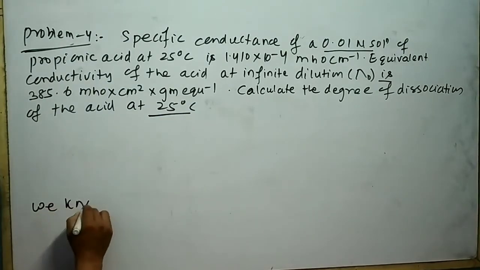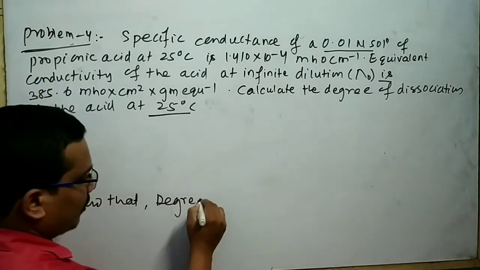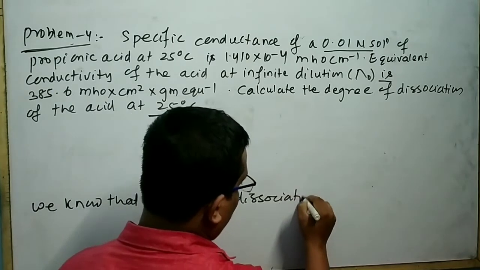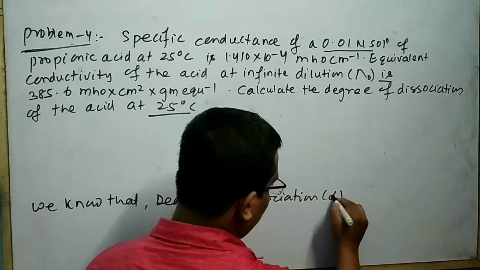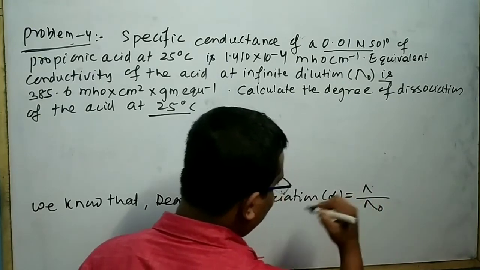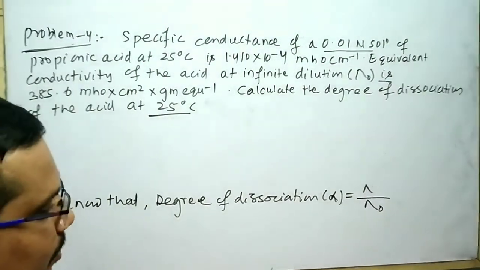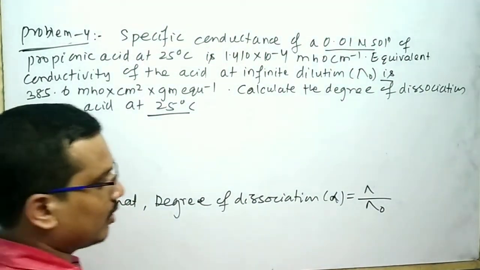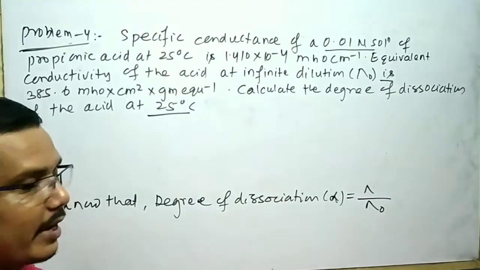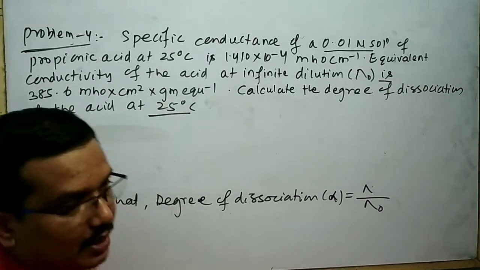We know that degree of dissociation alpha equal to big lambda divided by big lambda 0. Big lambda is the equivalent conductance for a particular concentration. Big lambda 0 is the equivalent conductance at infinite dilution. At first I will find the big lambda.